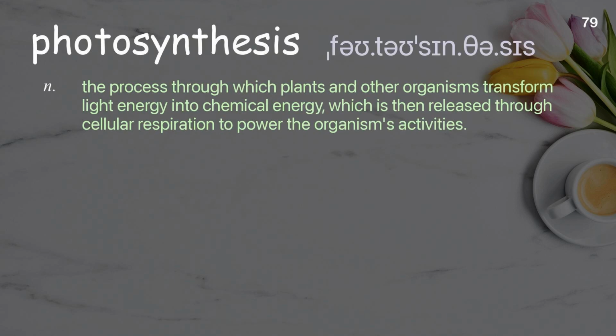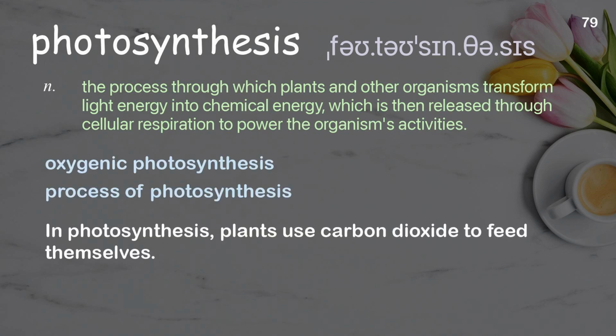Photosynthesis. The process through which plants and other organisms transform light energy into chemical energy, which is then released through cellular respiration to power the organism's activities. Examples: oxygenic photosynthesis. Process of photosynthesis. In photosynthesis, plants use carbon dioxide to feed themselves.